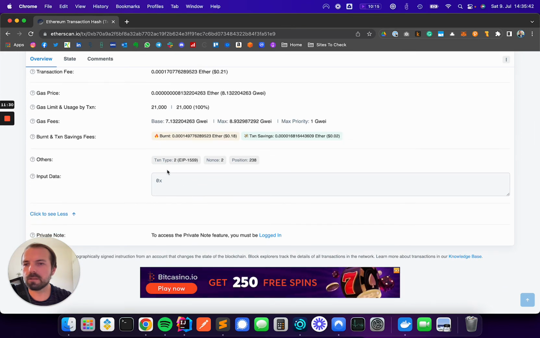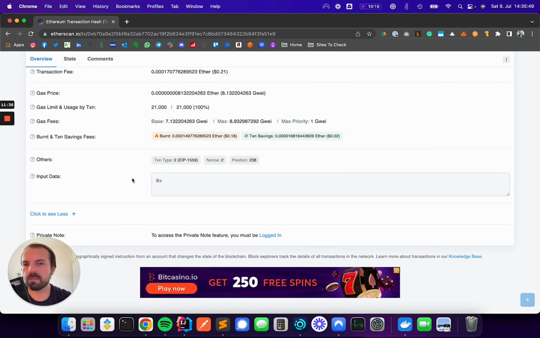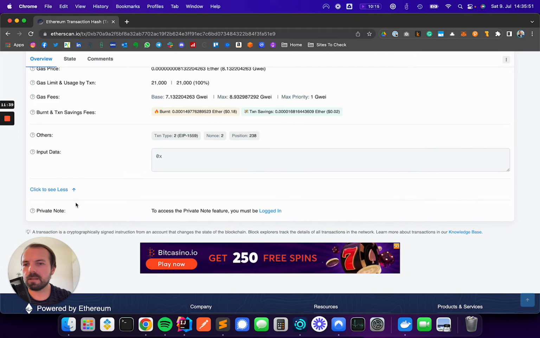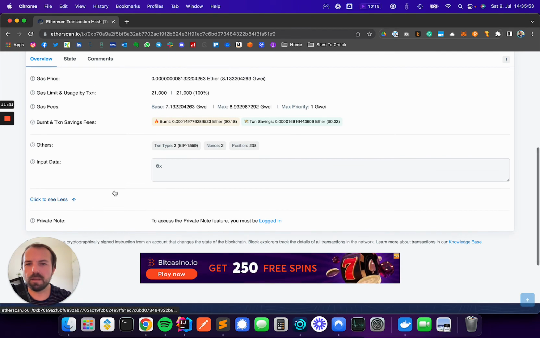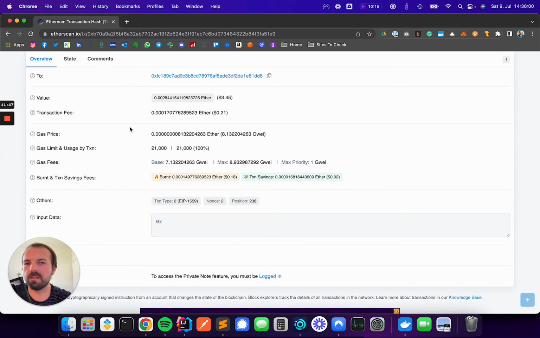So this is some input data you can send along with a transaction, but this is a transfer event, so there's nothing put in. And so I have to correct myself. I think I told you that this is an ERC20 transaction, but this is wrong. This is a classical Ether transfer.